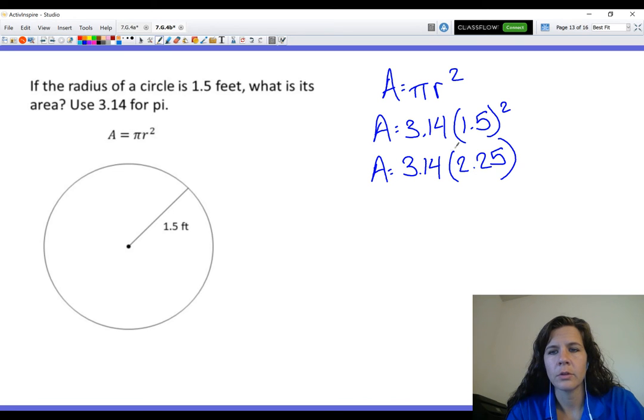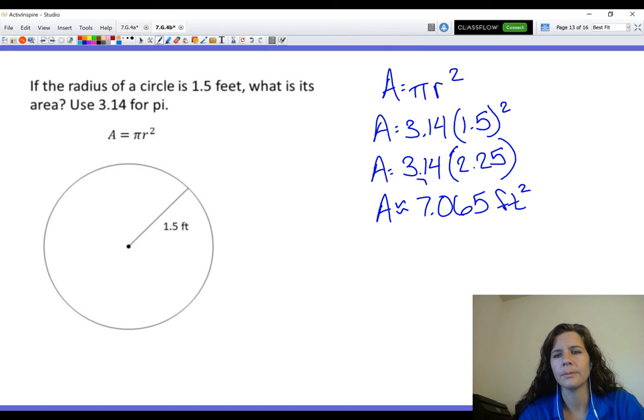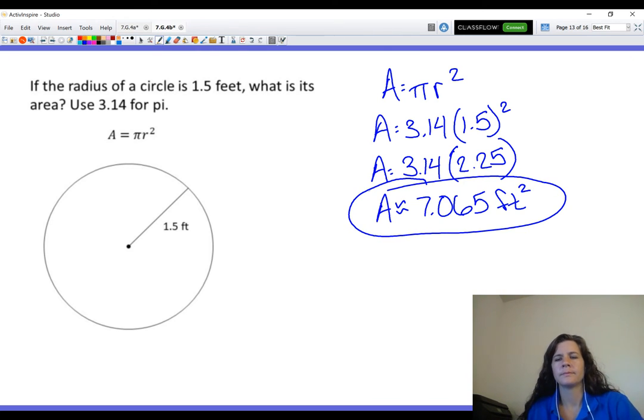Okay, next in order of operations is multiplication. So 3.14 times 2.25 is 7.065. Now we can't forget our units, gotta have units. Feet squared. So the area of this circle is 7.065 feet squared.